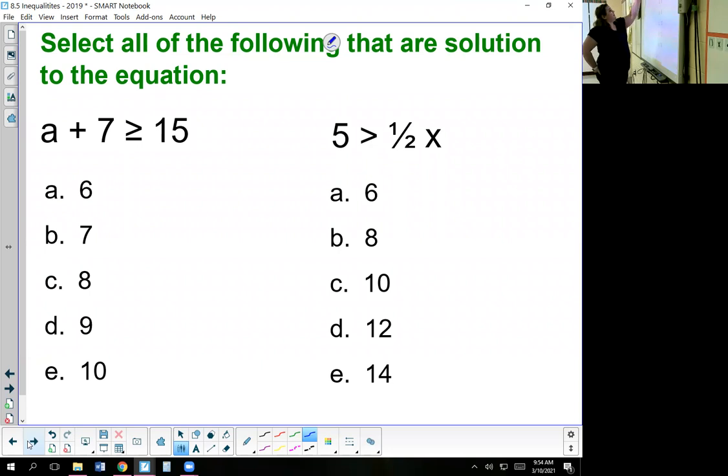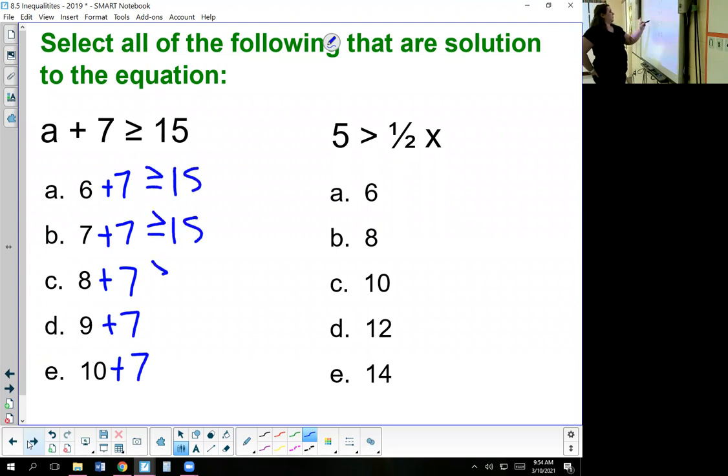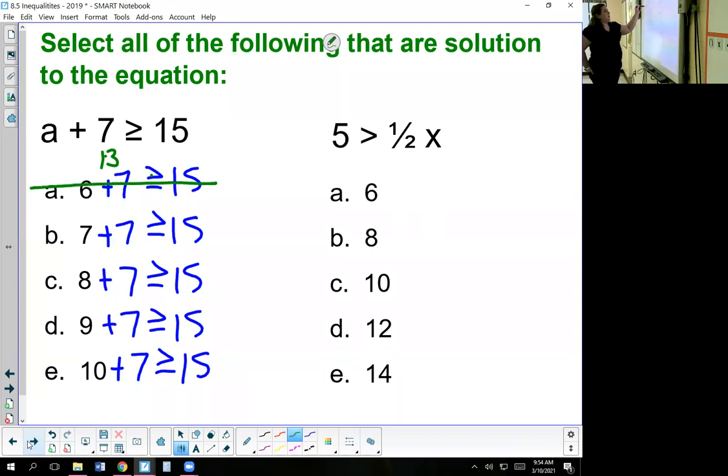So this is saying a plus 7 is greater than or equal to 15. So I'm just going to put plus 7, plus 7, plus 7, plus 7, plus 7, greater than or equal to 15. Okay. I look at this. I go, okay, this is 13. 13 is not bigger than 15, so it's not that one. This one is 14. 14 is not bigger than that. This is 15. 15 is not bigger than 15. However, because it has this one, it is this one.